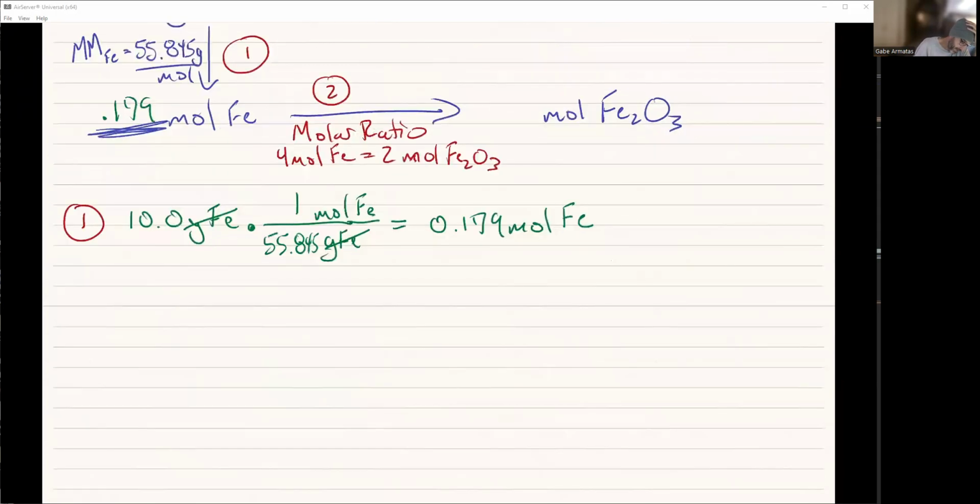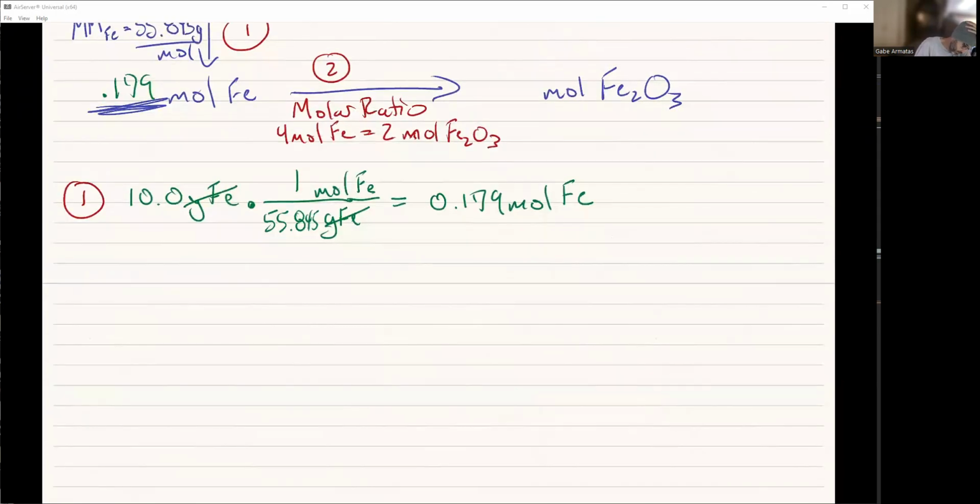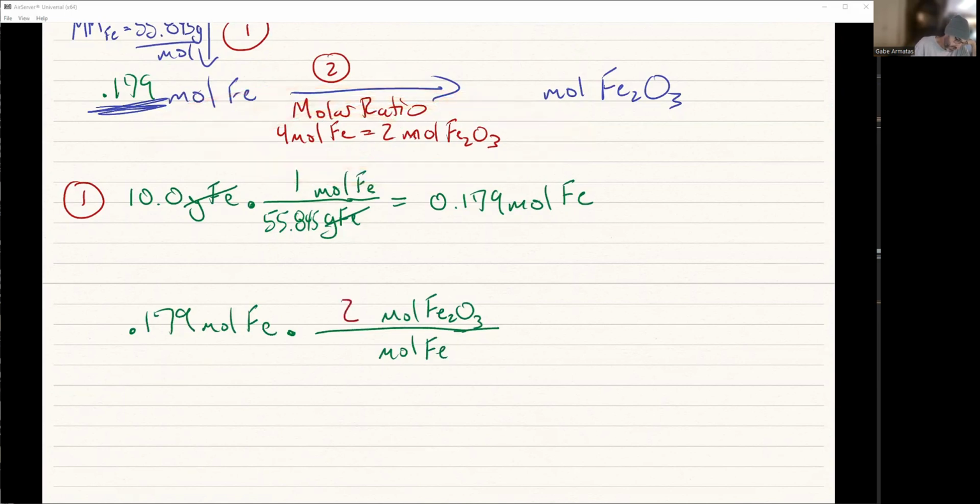So I can take my 0.179 moles of Fe, and I can set up another conversion. I want moles of Fe on the bottom. I want moles of Fe2O3, what I'm looking for, on the top. Again, I always want the moles of the thing I want to cancel on the bottom. And we know based on the balanced chemical equation that 2 moles of Fe2O3 and 4 moles of iron is what we end up with.